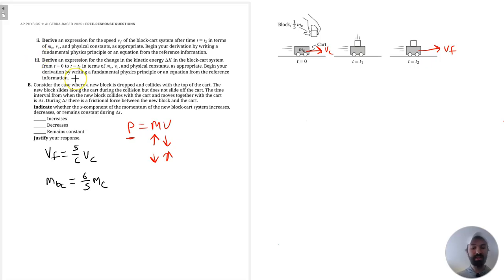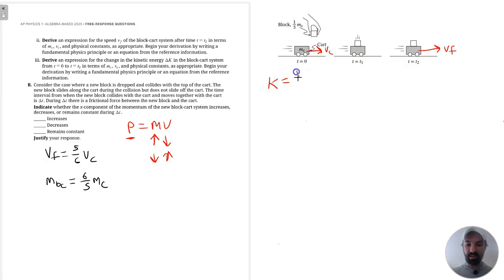All right, derive an expression for the change in kinetic energy, delta K, of the block cart system from t equals 0 to t equals 2 in terms of all our constants. Same thing. We're freaking out. We don't know what we're doing. We go to the reference table. When we go to the reference table, we write down our equations. If you put your pen to paper, you will get answers.